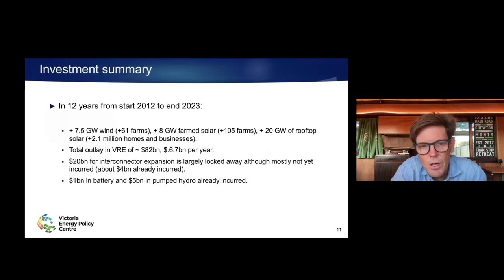That's largely locked away, although mostly not yet incurred. About $4 billion has already been spent. And as at end of 2023, about $1 billion has been spent on battery and $5 billion on pumped hydro. I think about another $1 billion on battery will be spent next year alone.